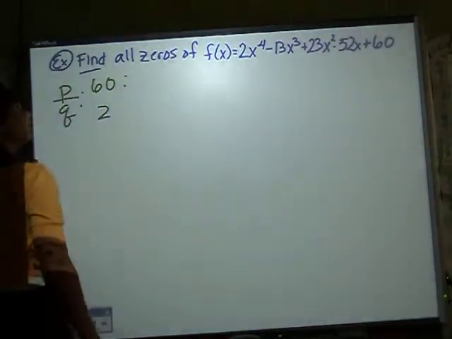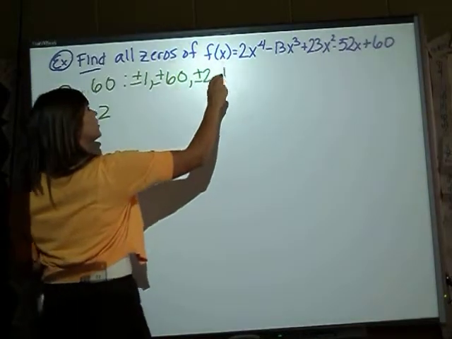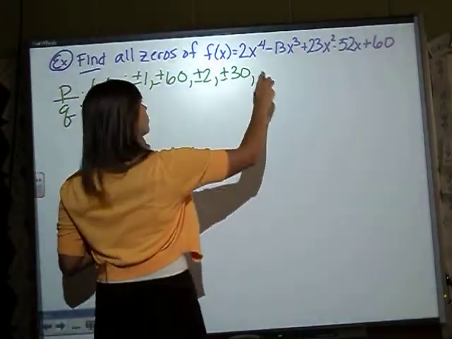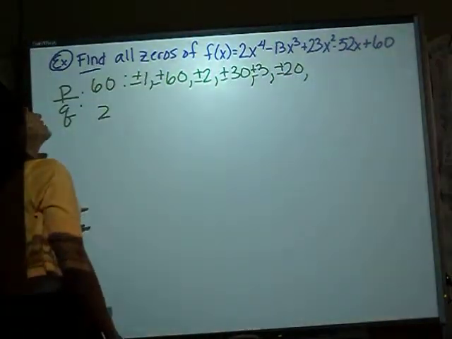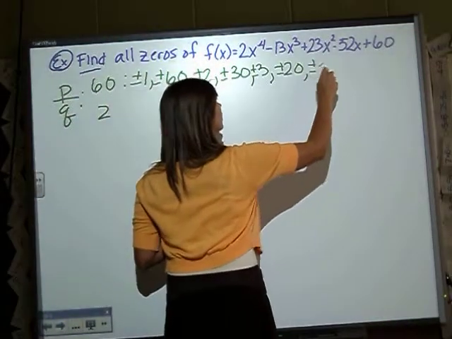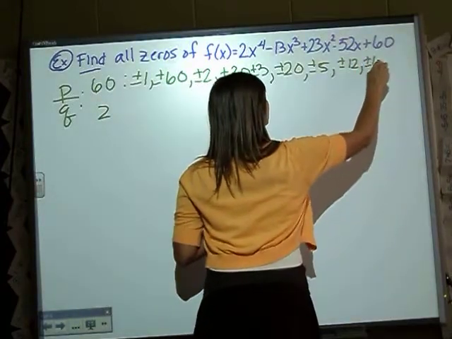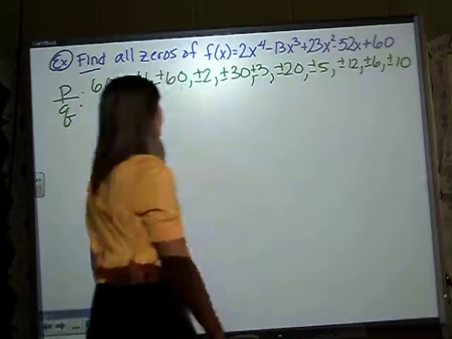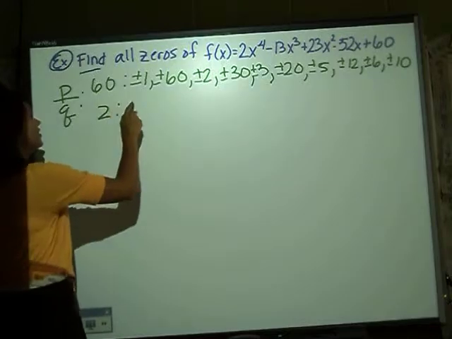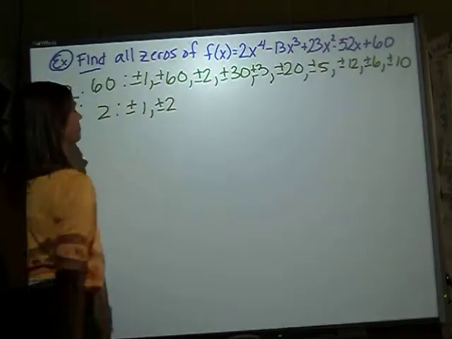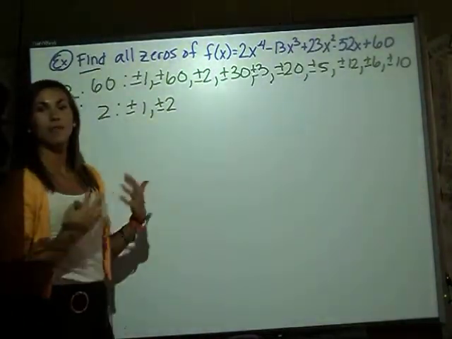Okay, so possible factors of 60, we have plus or minus 1, plus or minus 60, we have 2 and 30, we have 3, plus or minus 3, and 20, 4 does not work, 5, and 12, 6, and 10. Ooh, that's a lot. Okay, and then for 2, we have plus or minus 1, plus or minus 2.